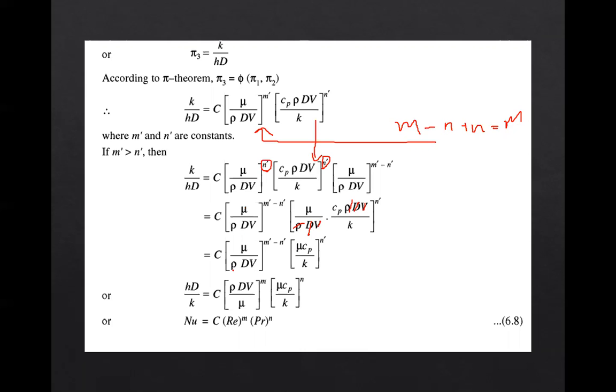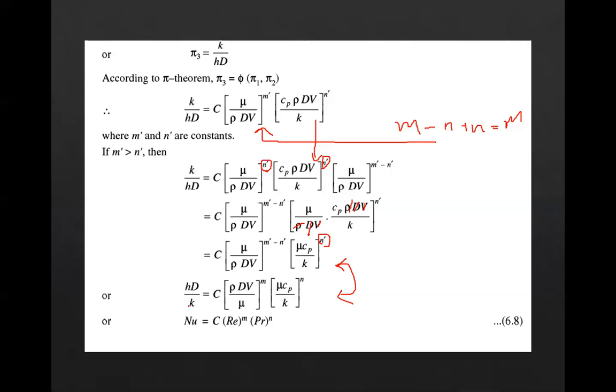So mu upon rho into d into v into c, mu upon mu into Cp upon k. Ultimately, this dash term indicates the inverse, so the denominator and numerator are interchanged. So hD upon k is equal to rho dv upon mu raised to power m, and remember this cannot be changed now, mu Cp upon k raised to power n.